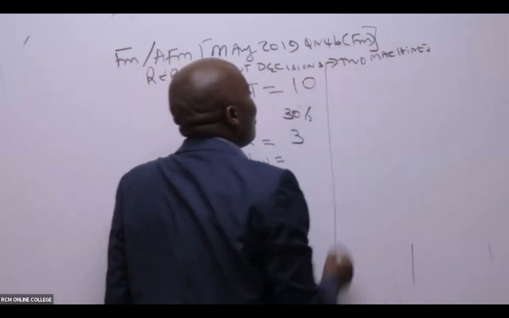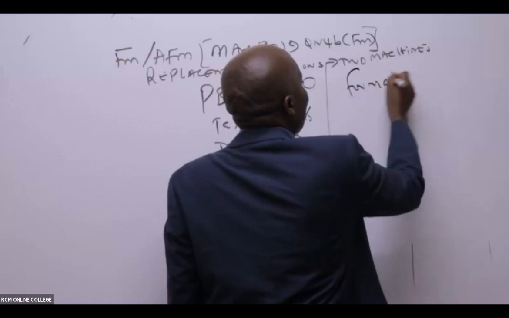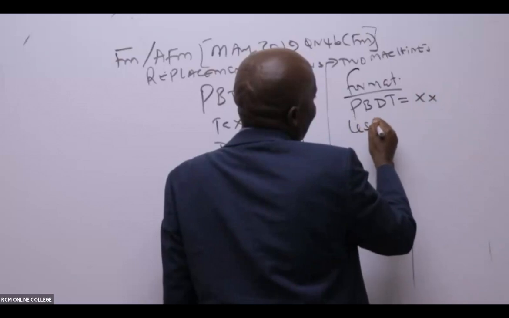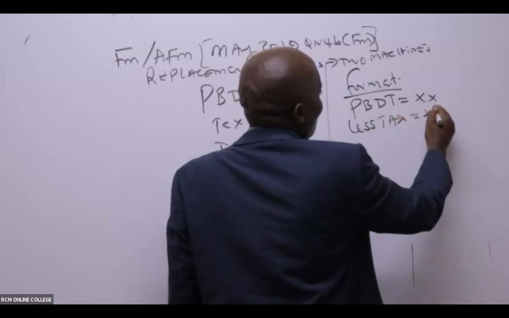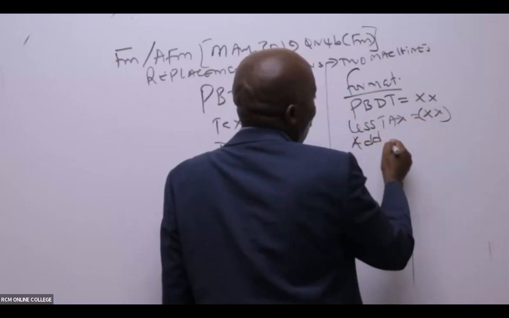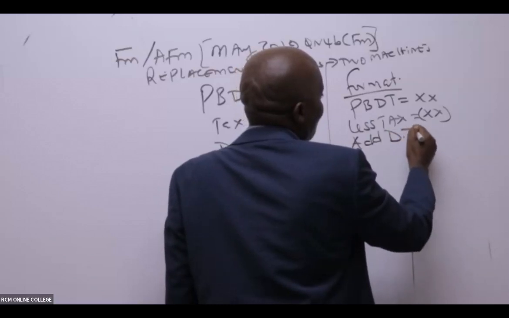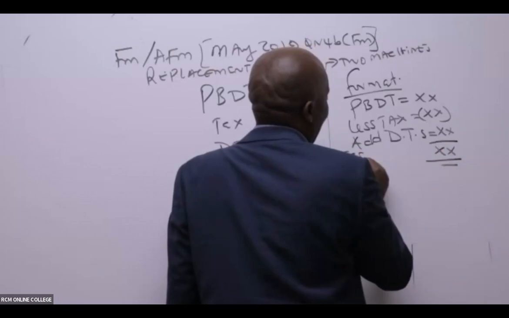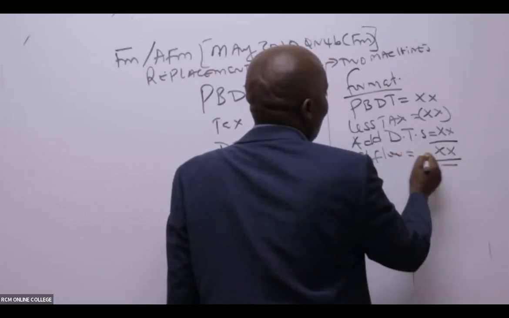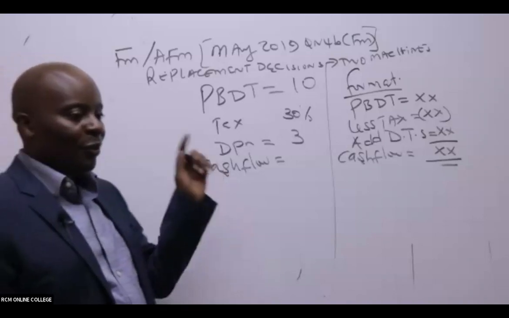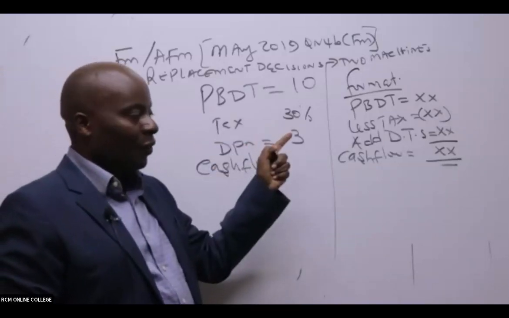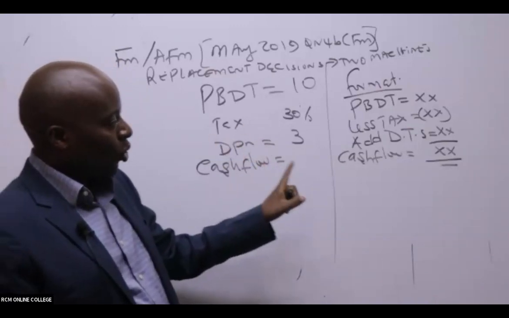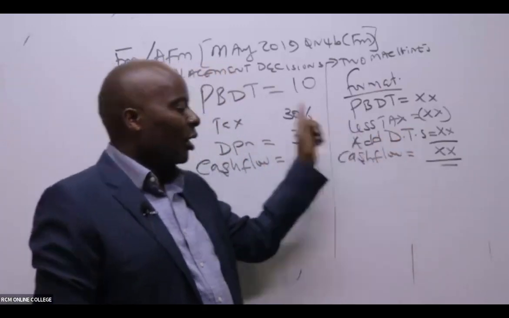If you're able to remember our pro forma or format, we normally take profit before depreciation and tax. We less taxation, and then we add what we call the depreciation tax shield to get our cash flow directly. So we take profit before depreciation and tax, and if a figure is given, we tax it directly. And then we add the depreciation tax shield.